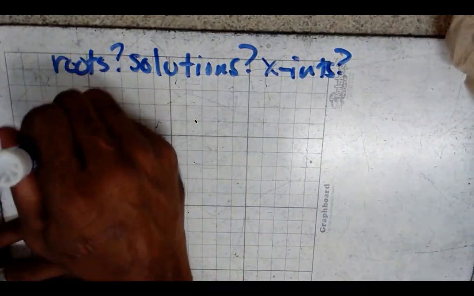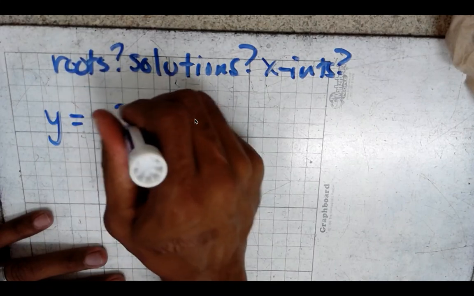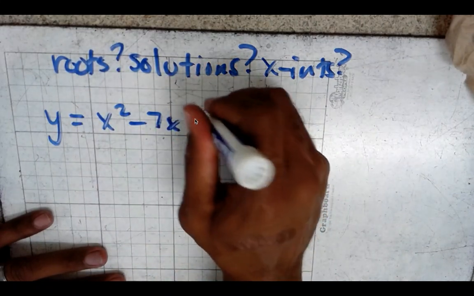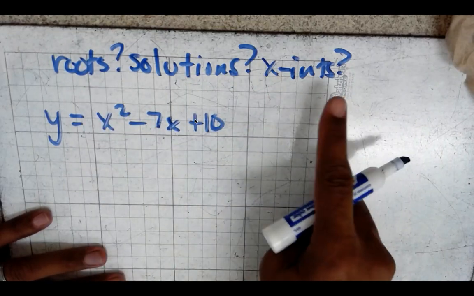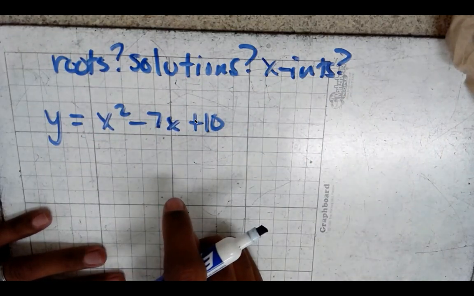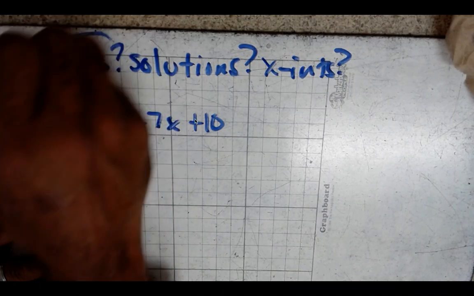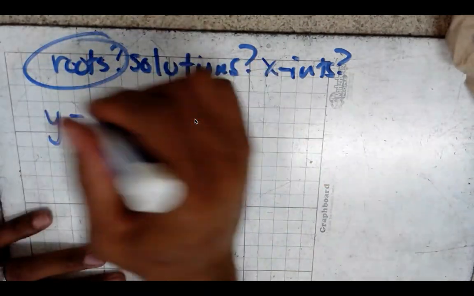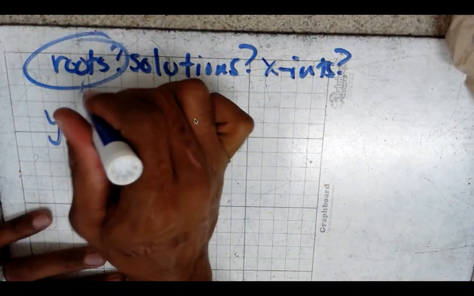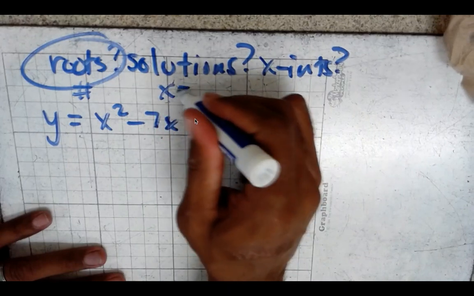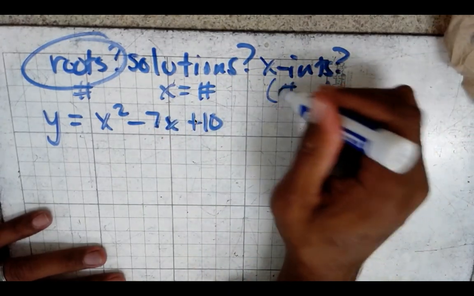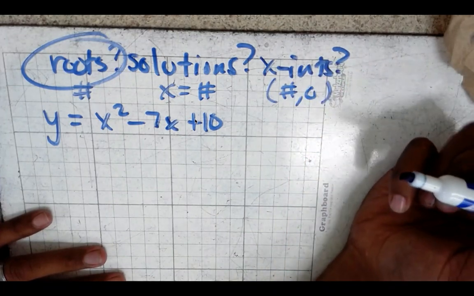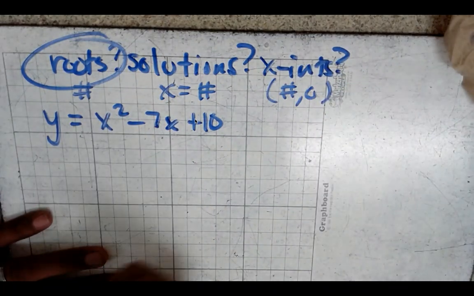Okay, let's just say that the equation is x squared minus 7x plus 10. To find the roots, solutions, or x-intercepts, in this case it asks for roots. Roots are written this way: you just literally write the number. Solutions, you write x equals that number. X-intercepts, you would write the number, comma, 0. So for roots, I'm just literally going to write out the number.